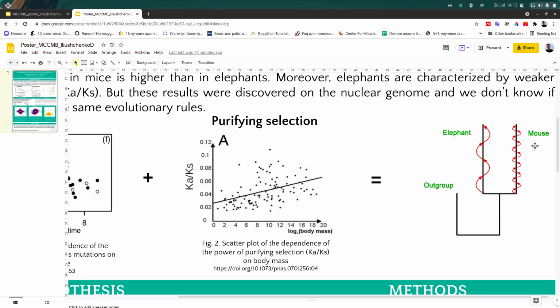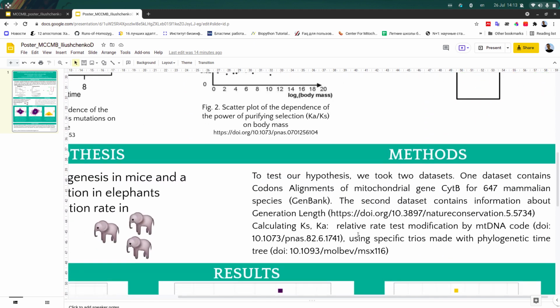And each substitution is evolutionarily neutral or slightly deleterious because of effective purifying selection in the mouse. In the case of the elephant, it's the opposite. The number of events is decreased because the mutation rate is decreased, but each fixed event can be more deleterious. We expect the pattern of molecular evolution to be different between high population size animals and low population size animals. To test our hypothesis, we took two datasets.